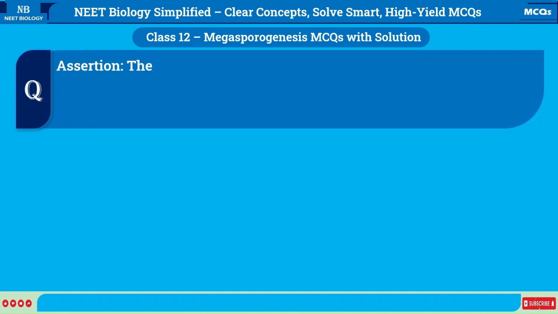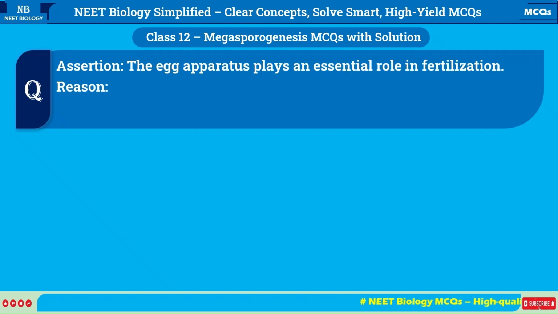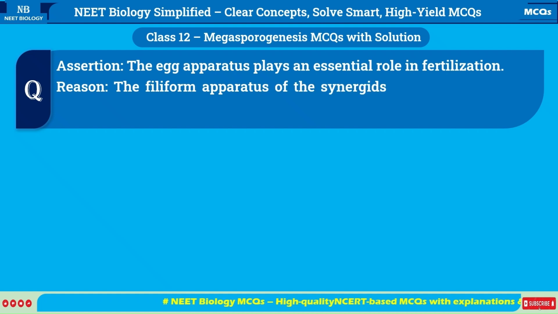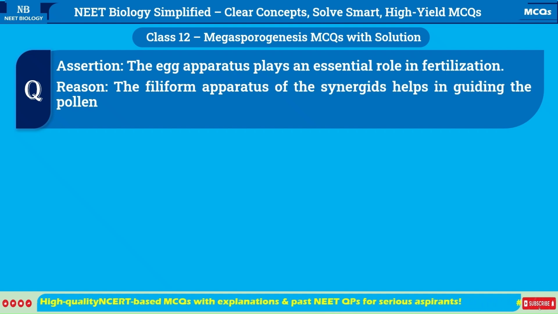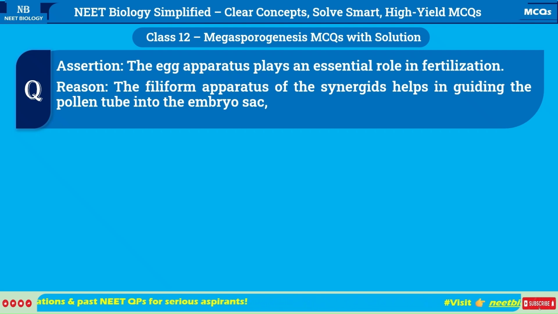Assertion: the egg apparatus plays an essential role in fertilization. Reason: the filiform apparatus of the synergids helps in guiding the pollen tube into the embryo sac, enabling fertilization.